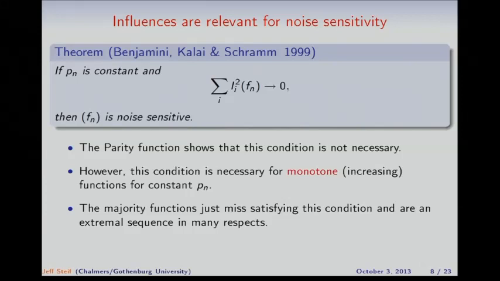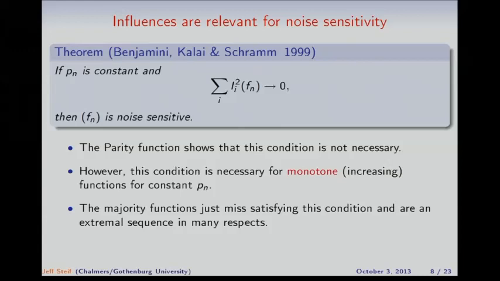Notice the majority function, what happens to that? I already told you it was not noise sensitive. And if you plug this into the condition, what happens? The influences were 1 over square root of n. You square that, you get 1 over n. I sum them up, I get 1. So in some sense, the sum just barely doesn't go to 0. So the majority function just barely fails to satisfy that the sum goes to 0. And it turns out the majority function is an extremal example in a lot of respects in this theory.